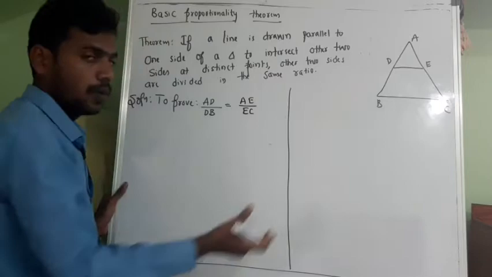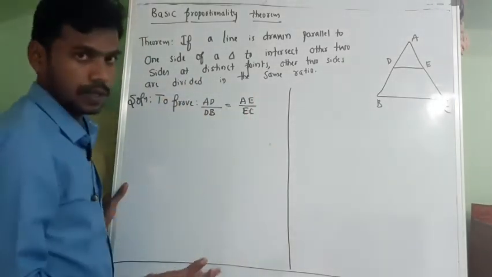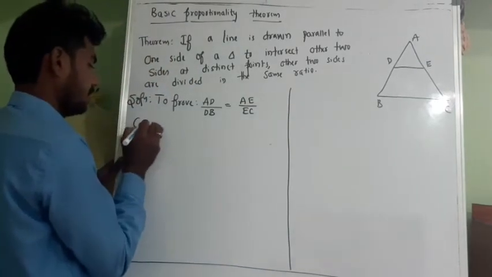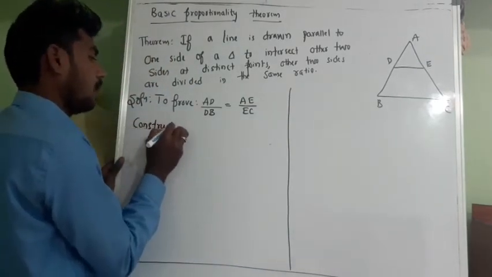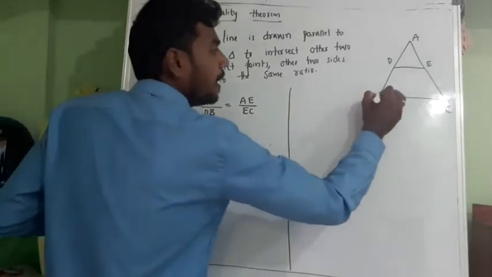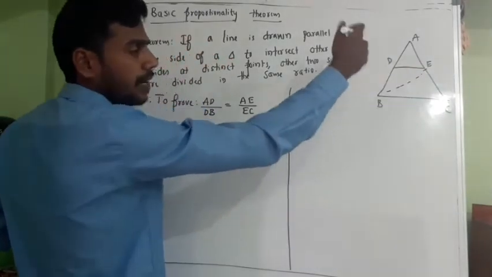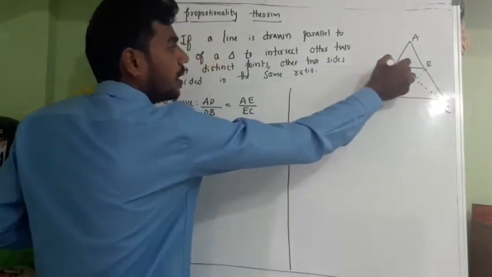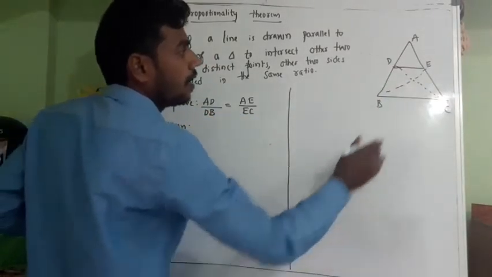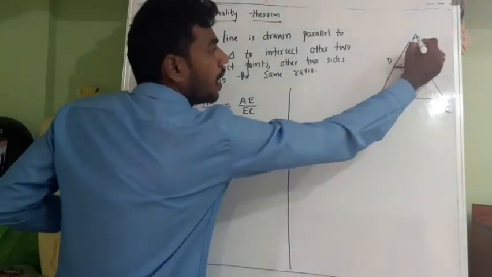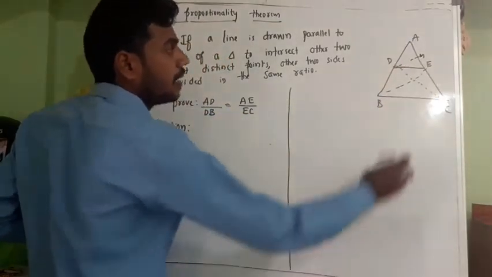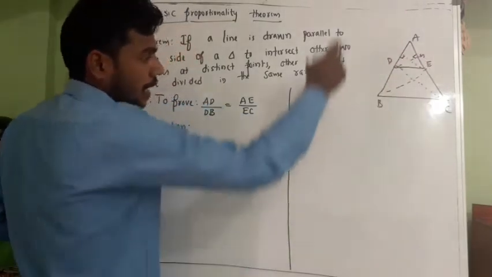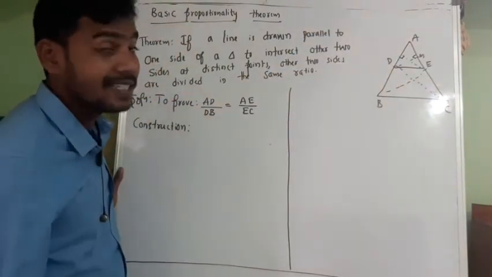Before we prove, I need to do some construction which is required for the proof. Join BE, and the construction will be indicated by the dotted line. Join BE and DC. And draw DM perpendicular to AC and EN perpendicular to AB. So this is the construction part which is required.